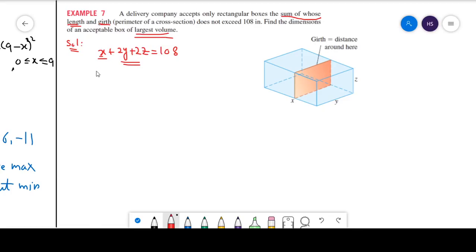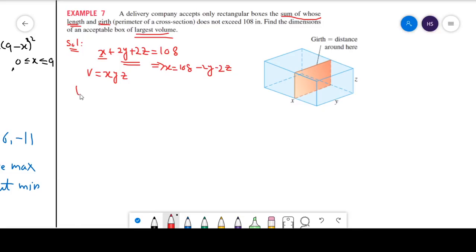ठीक है जी. So what would be the volume? So if you take the volume, it will be equal to length, width, height, right? So now we can reduce this function to a two variable function. Of course this is a three variable function, so from here we can get x is equal to 108 minus 2y minus 2z, right?